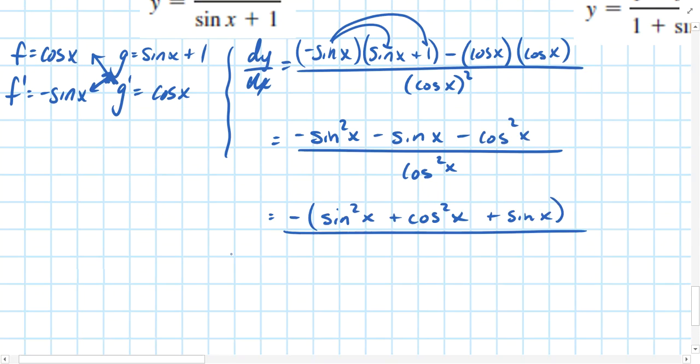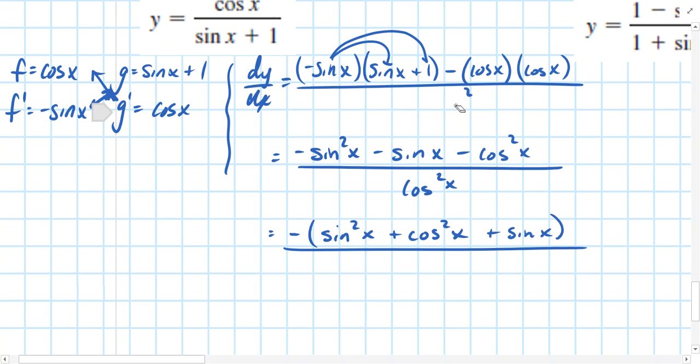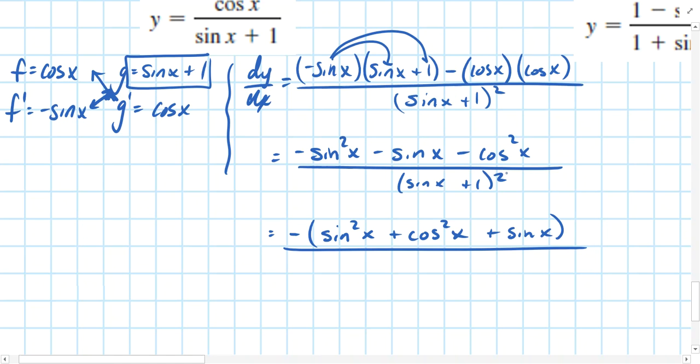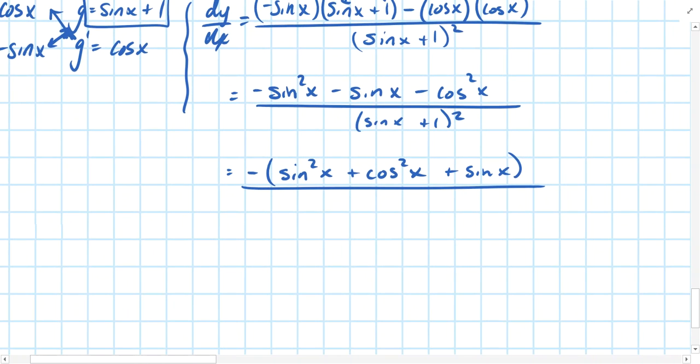Whoops, and I just noticed a big mistake. Hopefully you caught it and were questioning me. Sorry about this. The denominator, the low function, was sine of x plus 1. Sine of x plus 1 squared, and sine of x plus 1 squared. Sorry about that. I just realized my mistake. Hopefully you caught it too. All right, so this is supposed to be sine of x plus 1 squared.